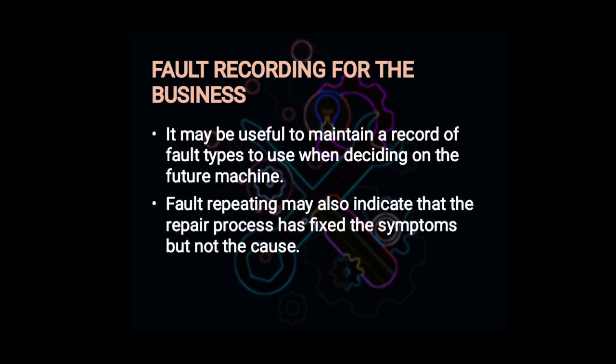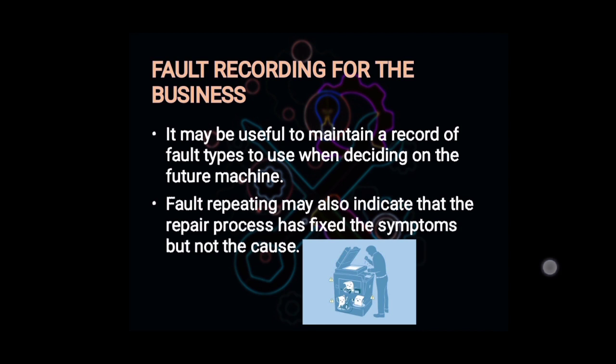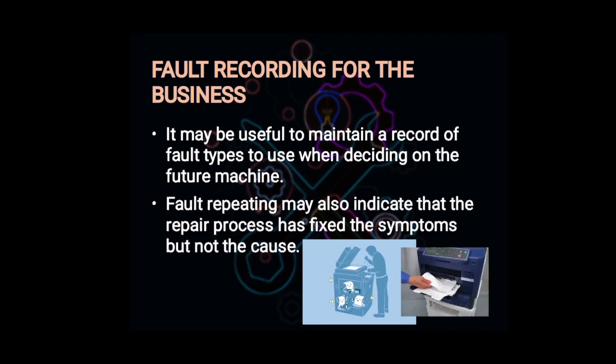Fault repeating may also indicate that the repair process has fixed the symptoms, which is the paper jamming, but not the cause, which is a faulty pickup roller in the paper bin. Some companies do not maintain records of fault but only action taken, and they may not investigate for a deeper problem.